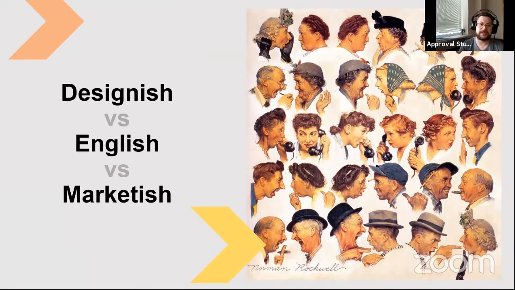Let's go to the second problem. So Designish, English, and Marketish. A very interesting problem, and I'm not talking specifically about language, but even when we speak one in the same English language, one and the same meaning for me, one and the same word for me will not mean the same thing for you. It will happen probably in 80%, but those 20% left, they will bring a headache again into our communication.